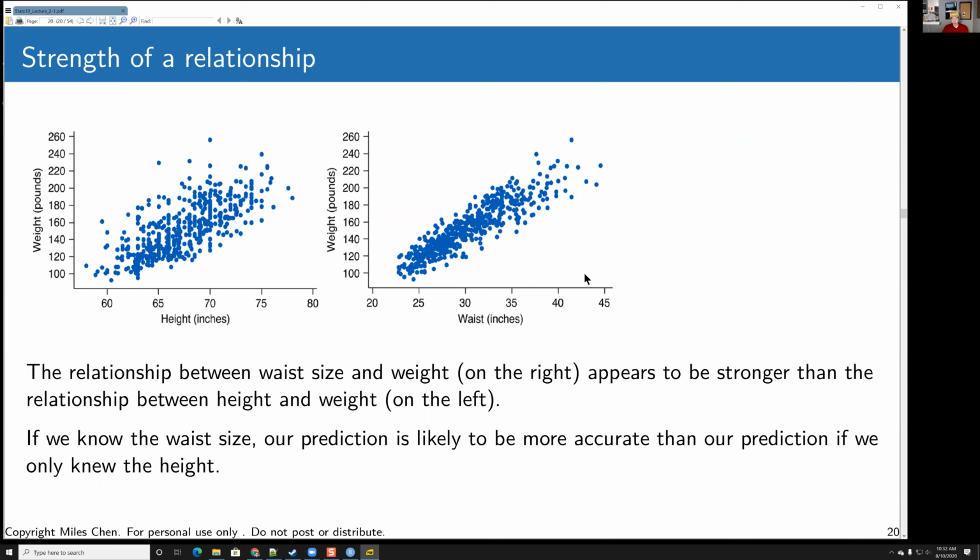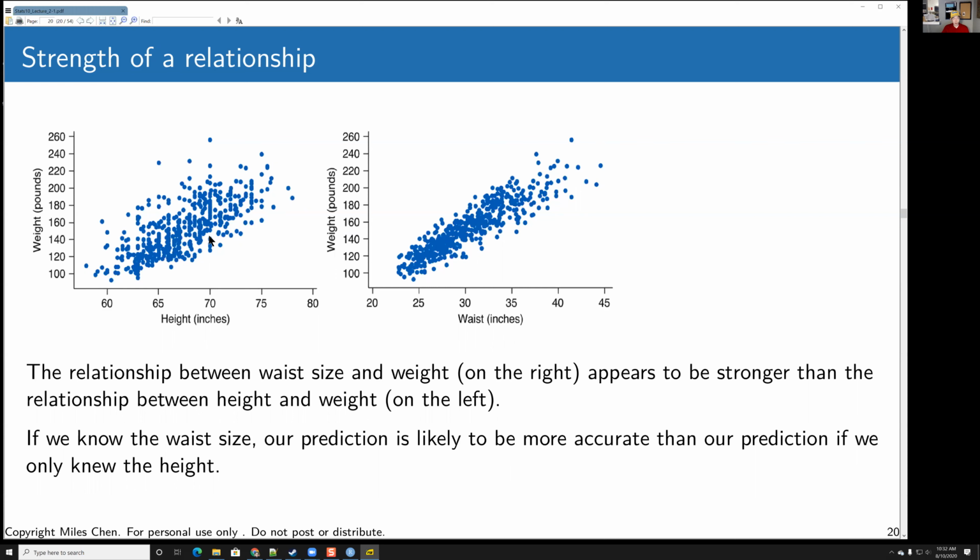And over in this graph, people with larger waist sizes are associated with higher weight. People with smaller waist sizes are associated with lower weight. Okay. But we would say the relationship on the right is stronger.